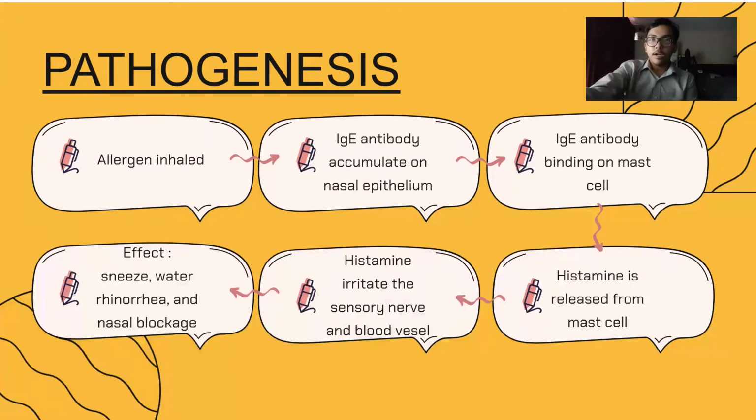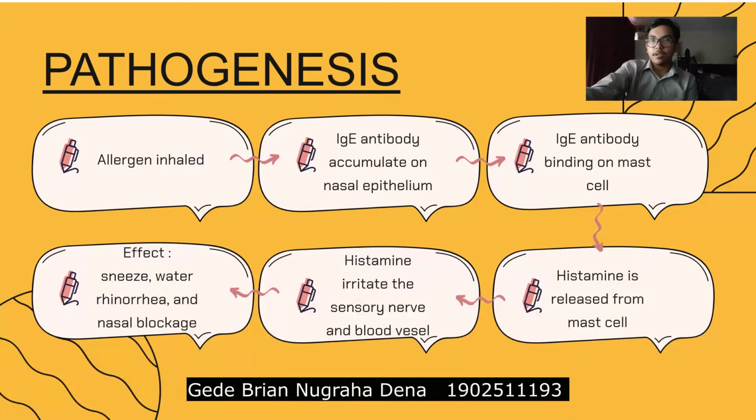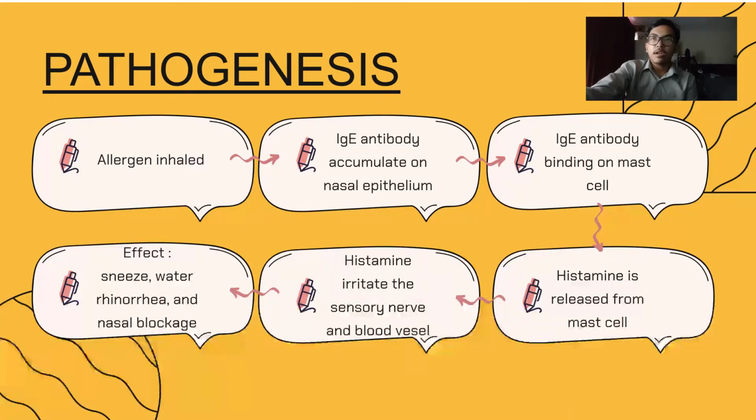My name is Gede Nugradena, and I will explain the pathogenesis of rhinitis allergy. First, the patient will inhale some allergen. The allergen then causes IgE antibody to accumulate on nasal epithelium and bind to mast cells distributed over the nasal mucosa. In response to the antibody-antigen reaction, chemical mediators such as histamine are released from mast cells. This chemical will irritate the sensory nerves and blood vessels of the nasal mucosa, causing sneezing, watery rhinorrhea, and nasal blockage. Next, the inflammatory cells will infiltrate the nasal mucosa, responding to chemical mediators and cytokines. Leukotrienes produced by the inflammatory cells will cause nasal mucosa swelling.